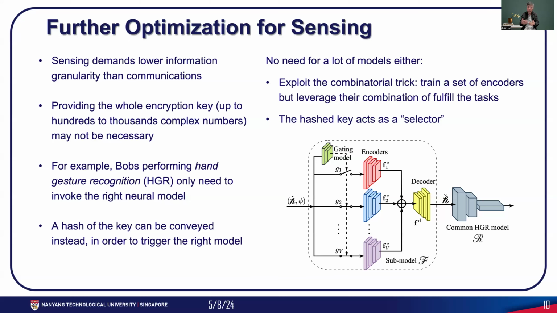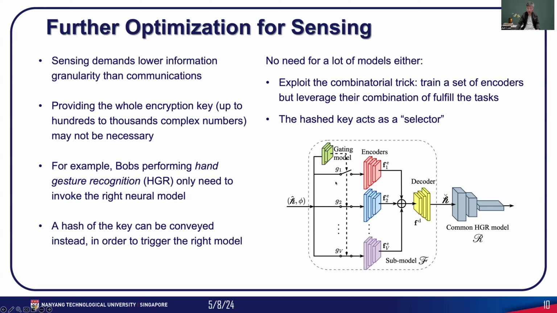So maybe it's not necessary under some circumstances to convey the whole key to legitimate users. For example, if we're just aiming at sensing, then we should know that sensing requires lower information granularity than communication. Therefore, we will show that we do not need to offer the whole key to the legitimate sensing users.